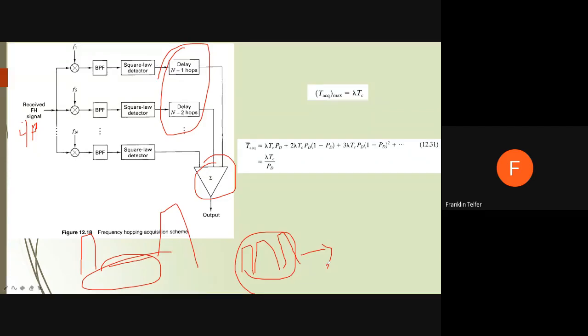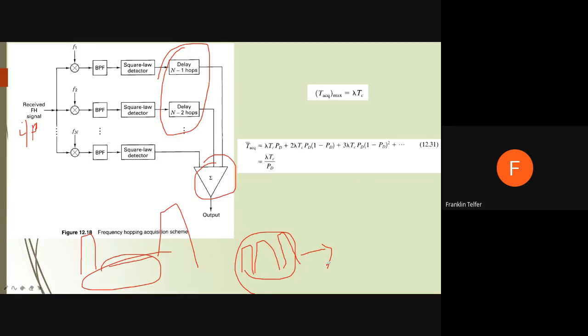So the mean acquisition time of the parallel search can be approximated by integrating the lambda chips. We have seen this in the previous block. You can integrate with respect to the lambda chips and give it to the decision process. Okay, so the next formula is given: T acquisition. That's the average acquisition time.